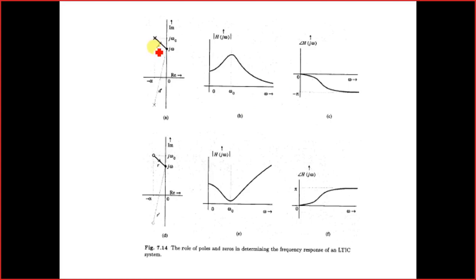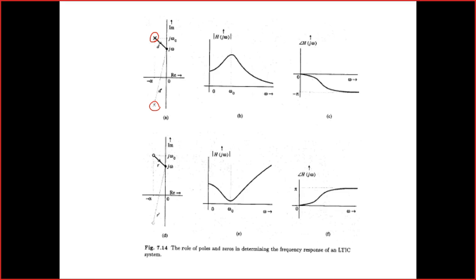Now, let us consider a one pole system. In this case, if you see, there are two poles. So when we place a pole or a zero in the complex plane, in the S plane, we have to use a conjugate pole or conjugate zeros.